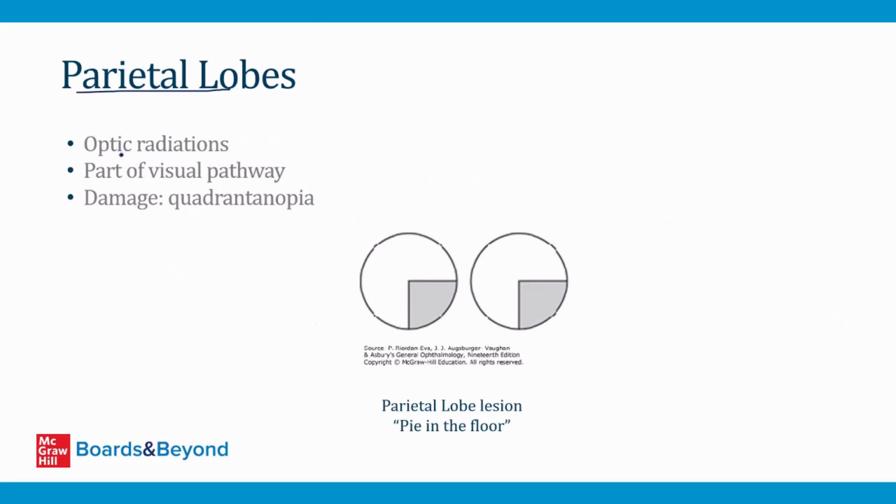Also in the parietal lobes, you can find the optic radiations. These are part of the visual pathway that I talk about in detail in videos in the ophthalmology section. So if you have a lesion affecting the parietal lobes and the optic radiations are damaged, what patients will develop is a visual field defect called quadrantanopia. It looks like what's shown on the slide here. Basically, you lose visual field information in the bottom quadrant on one side. The mnemonic for this is that a parietal lobe lesion leads to the pie in the floor lesion, which looks like this. And I go over this in much more detail in videos in the ophthalmology section.